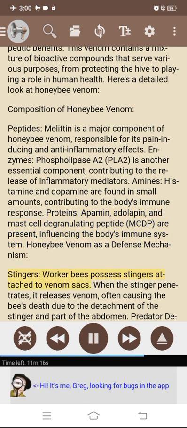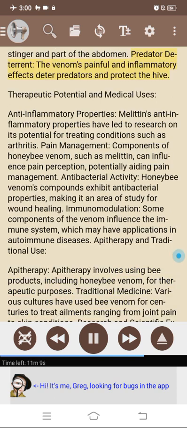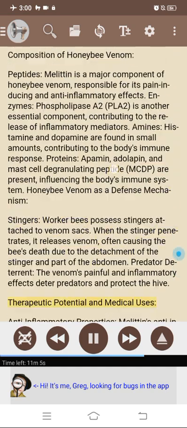Honeybee venom is a defense mechanism. Stingers. Worker bees possess stingers attached to venom sacs. When the stinger penetrates, it releases venom, often causing the detachment of the stinger and part of the abdomen. Predator deterrent. The venom's painful and inflammatory effects deter predators and protect the hive. Therapeutic potential.